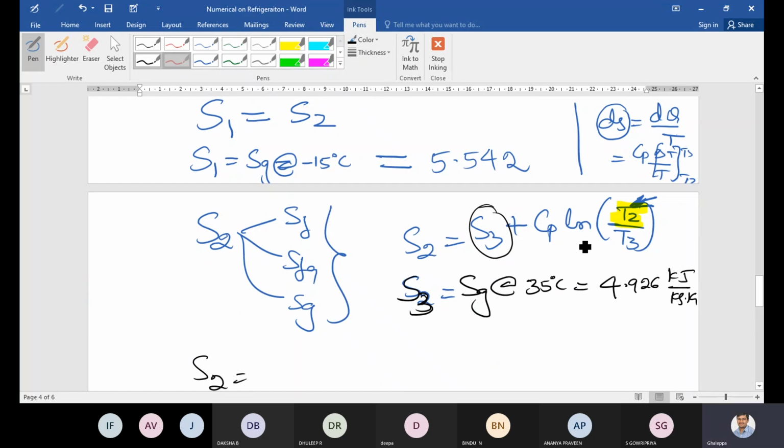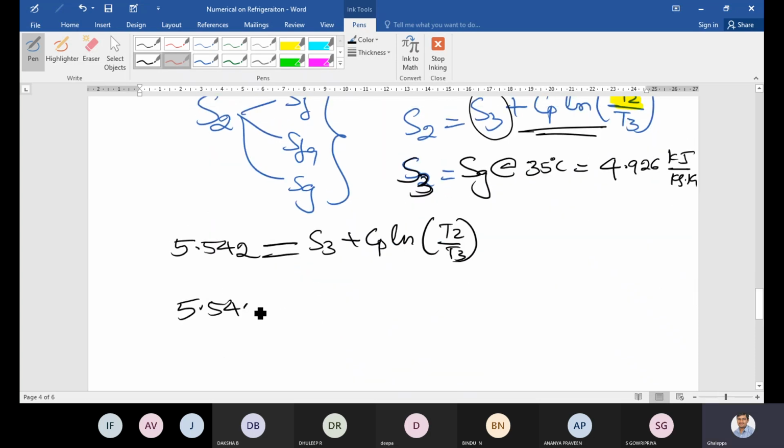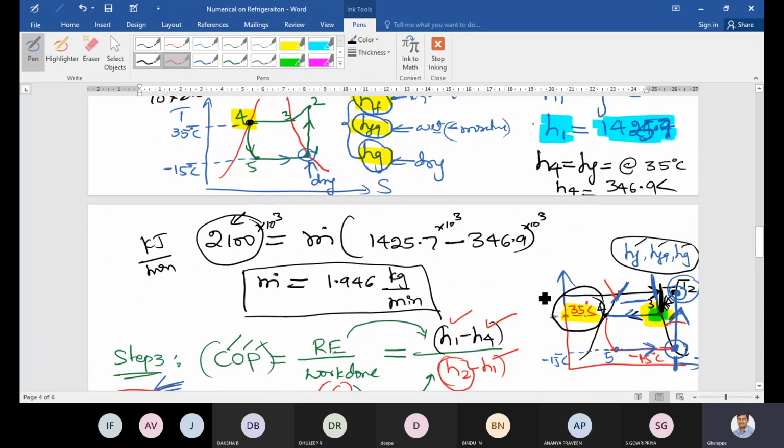Now S2, S3, everything you know, equate in this equation. Let me substitute all the values at a time instead of writing 2 to 3 times. S1 is 5.542. S1 is equal to S2, write down this equation directly: S3 plus Cp ln of T2 by T3. So 5.542 is equal to S3, which is 4.926, Cp value is 2.8, it is a standard value, ln of T2 by T3. T2 I don't know. How much is T3? Again, I have to go back to the sketch. T3 is 35 degrees Celsius, because point number 3. You have to convert into Kelvin. Very good. How much? 308.